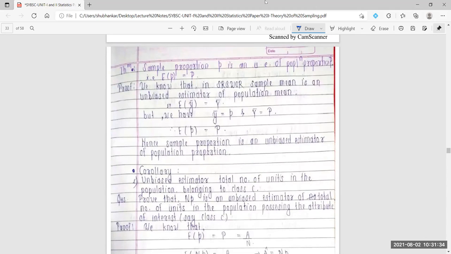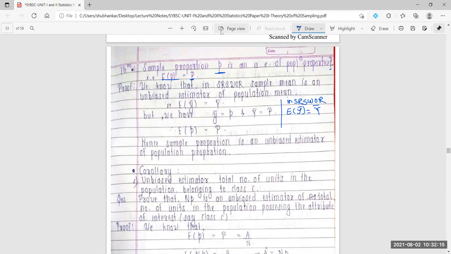Okay, next, the sample proportion small p is an unbiased estimator of the population proportion capital P. So this is E of p is equal to capital P. Before deriving this statement, we have to revise our theorem: in a simple random sample without replacement, the sample mean is an unbiased estimator of the population mean.